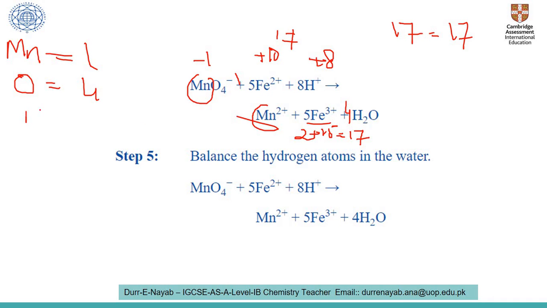Now iron is how much? Iron on this side 5 and this side also 5. So both are balanced. Now let's check hydrogen. Hydrogen on this side is 8. To balance, 4 times 2 is 8. So if we put 4 here, oxygen will also be balanced and hydrogen will also be balanced. So this is how we balance the hydrogen atoms in a water molecule, by putting a 4 with this one and 8 with the hydrogen ions.